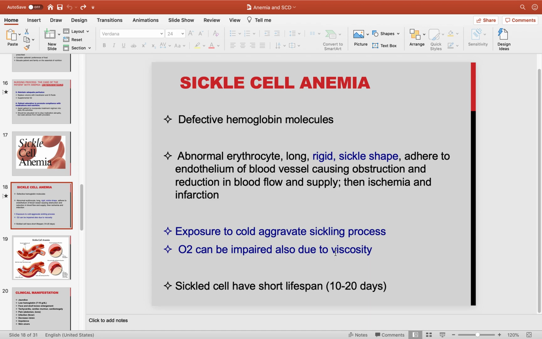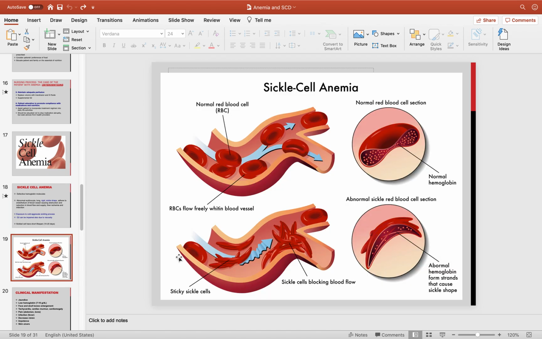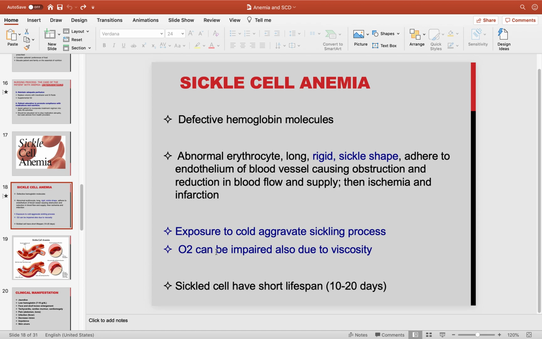It's also important to understand that a sickle cell has a short lifespan, for example 10 to 20 days, whereas normal red blood cells last around 90 days. Here we have 10 to 20 days. All of these lead to the development of anemia, and in the next slide I will explain what we mean by oxygen being impaired by the viscosity of the blood.